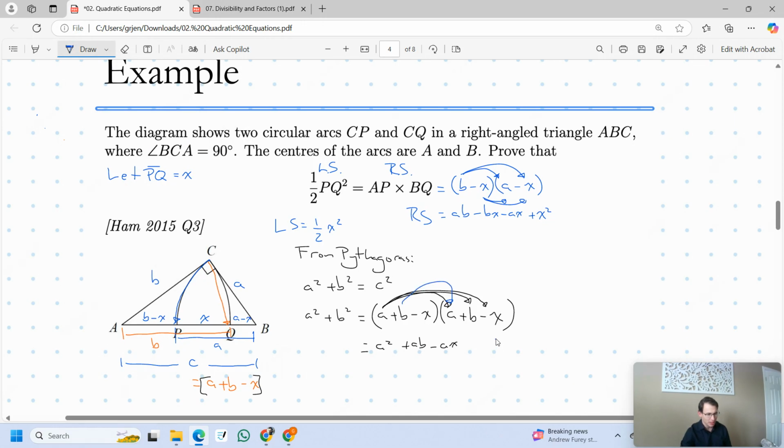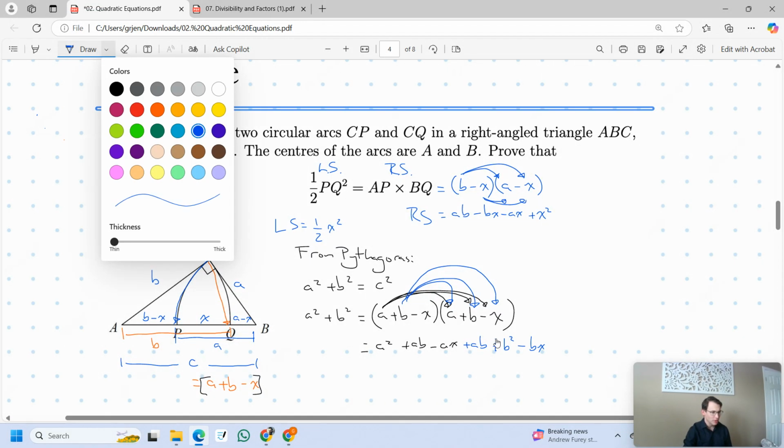B times A is plus AB. Oh, there's two of those. B times B is B squared. And B times minus X is minus BX. And we swap colors once again.